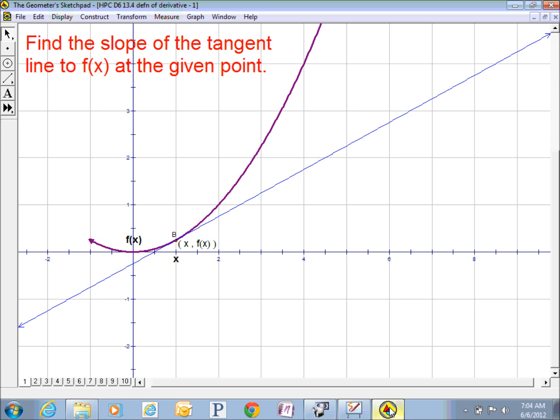So this purple graph that you see is f of x. And the blue graph is the tangent line to f of x. Tangent line meaning it's hitting it exactly once. It's kind of bouncing off the line, for lack of a better term.